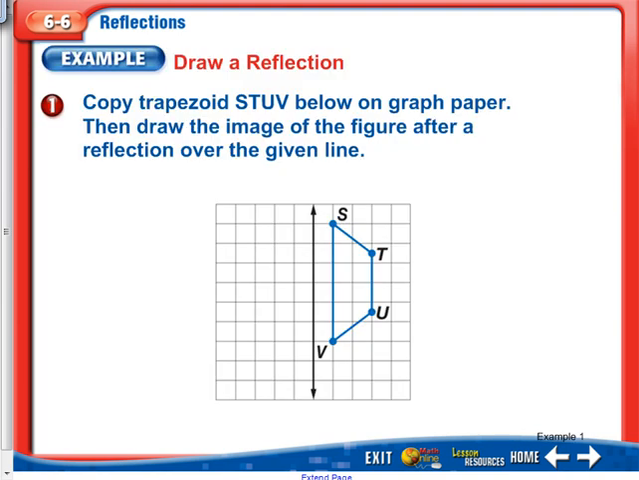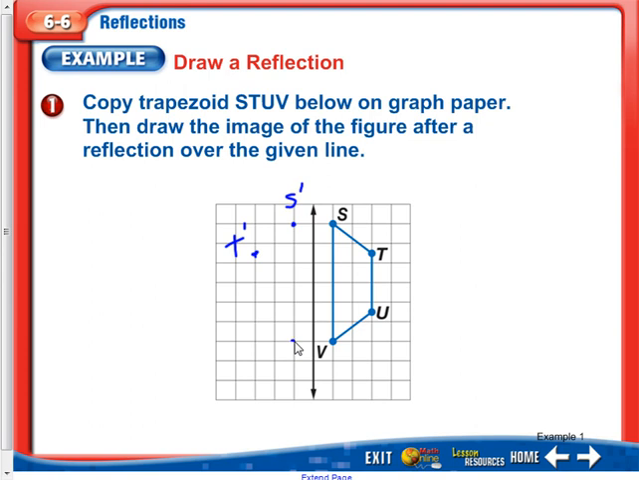Okay, so going on to the next example here. It says copy trapezoid STUV below on graph paper, then draw the image of the figure after reflection over the given line. So we're going to reflect this over this line that we're given. S is 1 space away, so I'm going to go 1 space away, and that'll be S prime. T looks like it's in between this here, and it's 1, 2, 3 spaces. So we're going to go 1, 2, 3 spaces away. Notice I'm not counting from S to T, I'm counting from T to this line. That's the important part. This would be T prime.